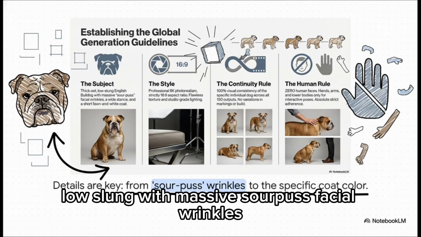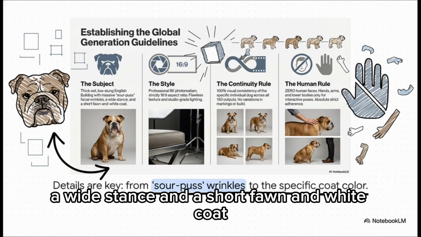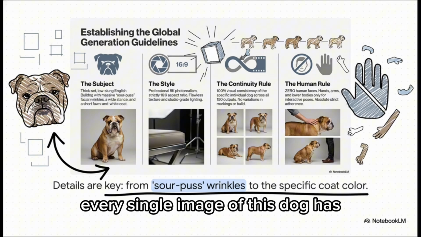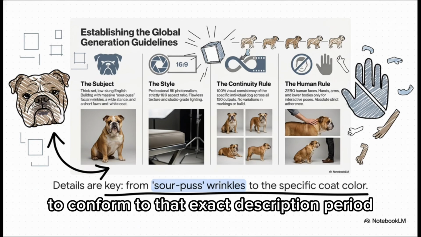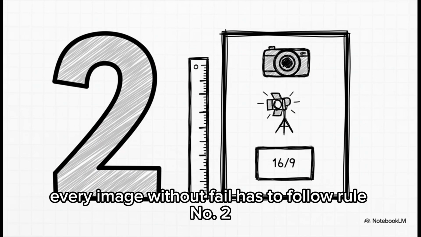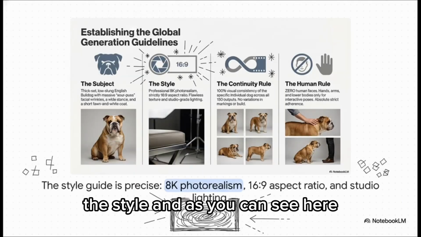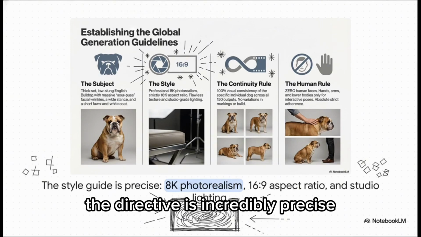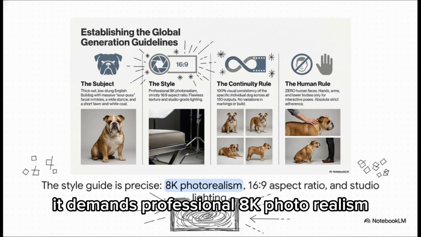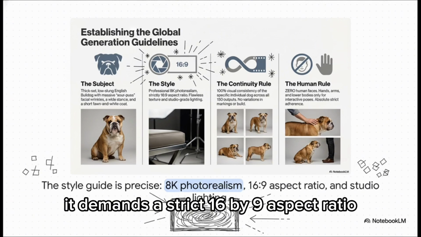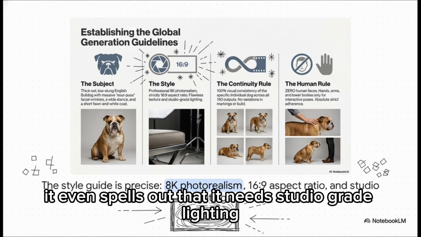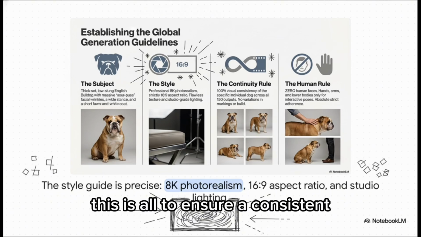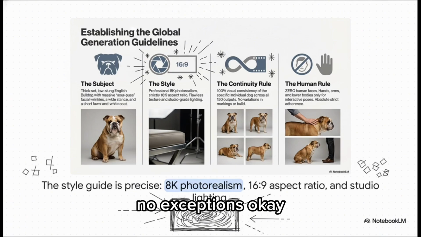Thick set, low slung, with massive sourpuss facial wrinkles, a wide stance, and a short fawn and white coat. Every single image of this dog has to conform to that exact description, period. Next up, every image, without fail, has to follow rule number 2, the style. And as you can see here, the directive is incredibly precise. It demands professional 8K photorealism. It demands a strict 16:9 aspect ratio. It even spells out that it needs studio-grade lighting. This is all to ensure a consistent, high-end commercial look across the board, no exceptions.